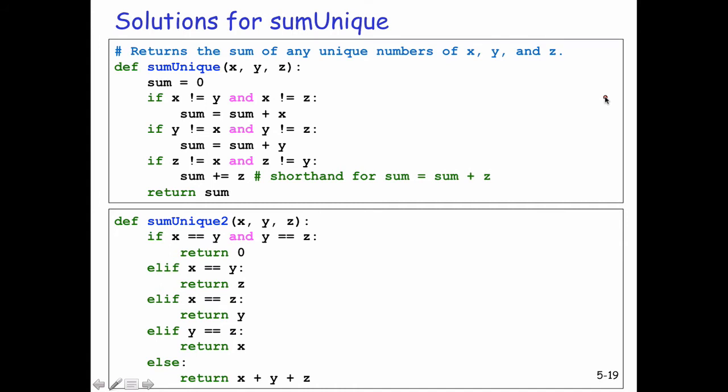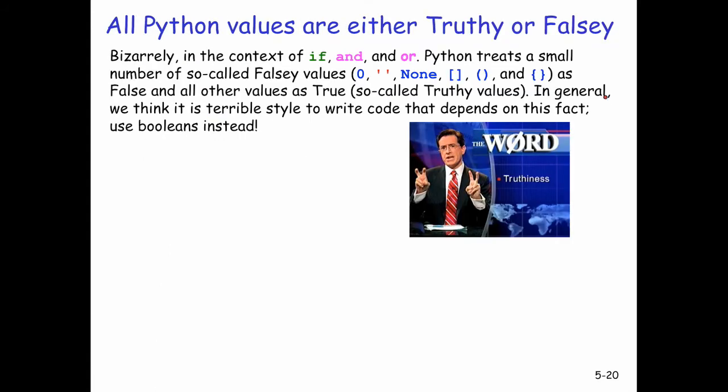Before we talk about anything else, I'm now going to channel Stephen Colbert on the notions of truthiness and falsiness in Python. What happens if you use a value that's not true or false in the test position of a conditional? Is it an error? Well, in many languages it is, but in Python it is not. In Python, you can use any value in the language in the context of a conditional or an and or an or, and it is not an error.